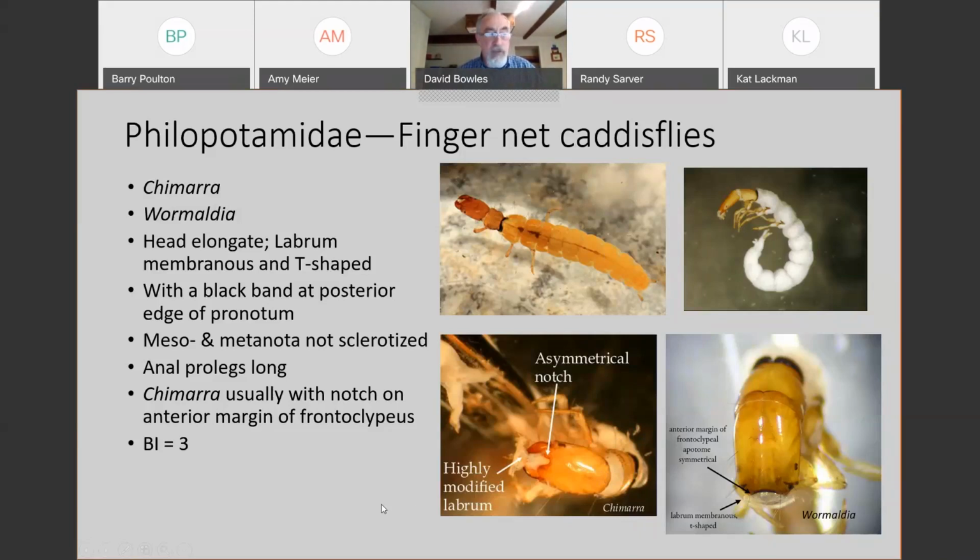Their biotic index for this family is a 3, and I think that's very accurate for Philopotamidae. Very, very common in riffle samples in the Ozarks, and probably northern Missouri as well.